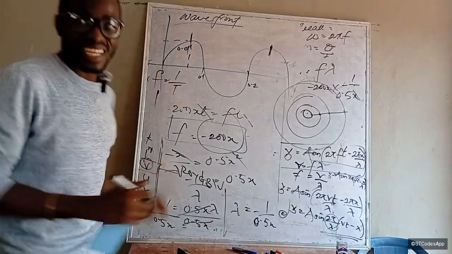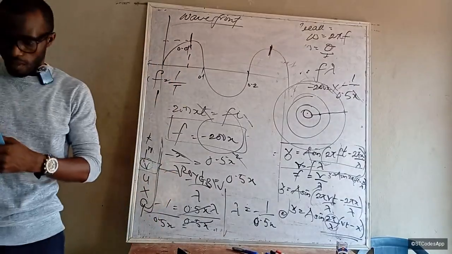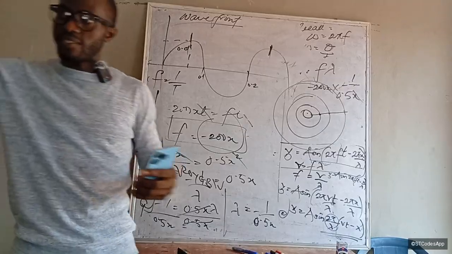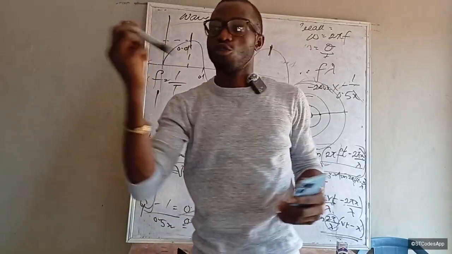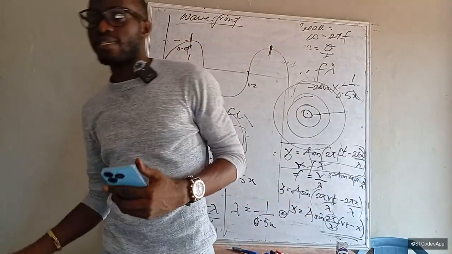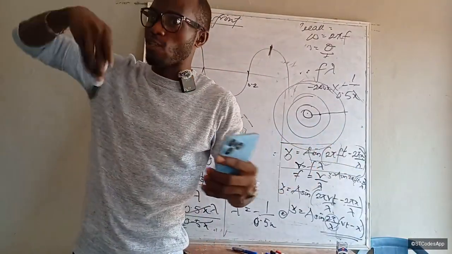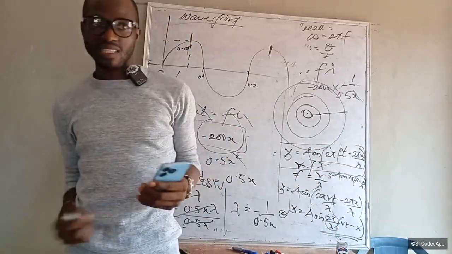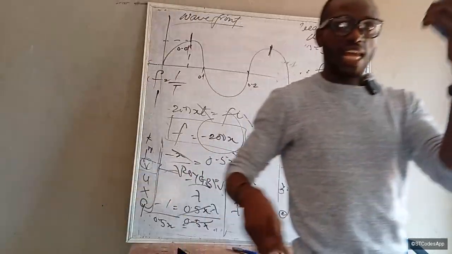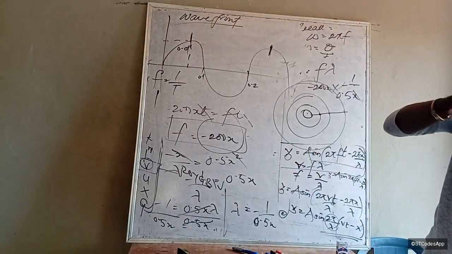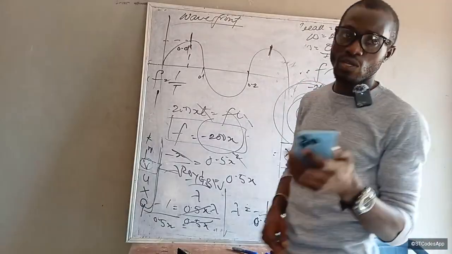Water wave is transverse. Why? Because the direction of propagation is perpendicular to the vibration that produces it. Direction of propagation will be like this, but the motion producing it is up and down. That's transverse. Light wave too is what? Electric field and magnetic field at 90 degrees to each other. So that's the relationship between them.